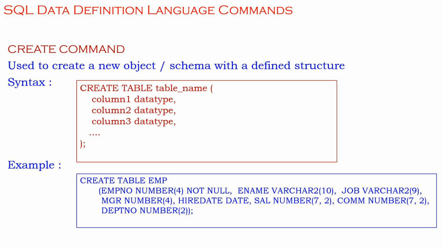This is 4, and then employee name is going to be a character with 10 width, and job is again a character with 9 width. So you can see how many attributes are created in the employee table: employee number, name, job, MGR, hire date, sal, COMM, department number. Around 8 attributes are created. This is how you create a table. It is a very common command used to create a table using SQL DDL commands.